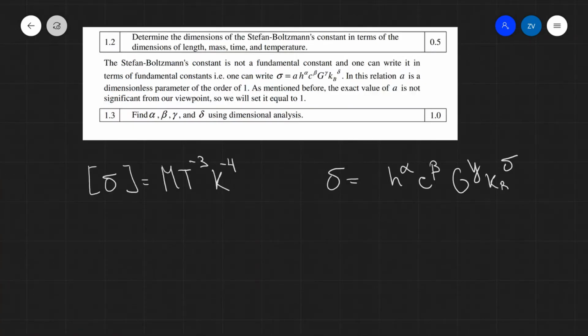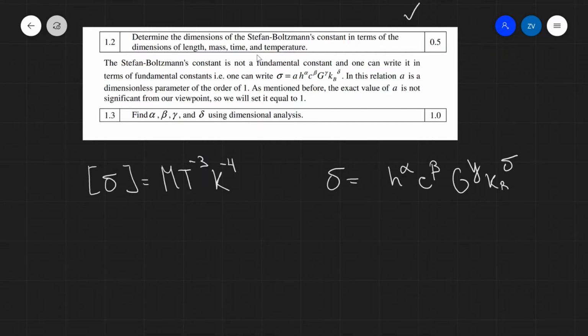So we've already done 1.2. We've determined the dimension of Stefan-Boltzmann's constant, which are written just over here. Those are the units of mass times the units of time raised to the power of -3 divided by the units of Kelvin to the power of 4. So we've done this. Now let's have a look at the next one.